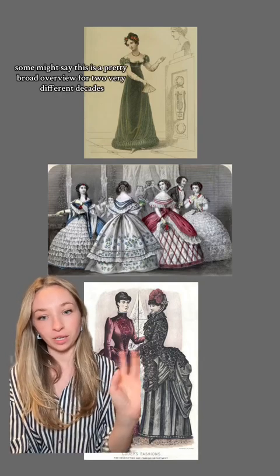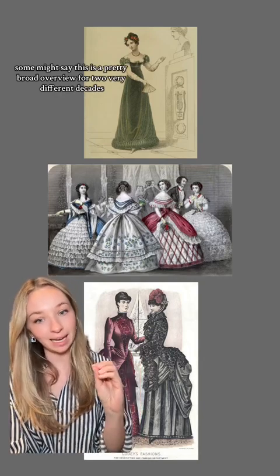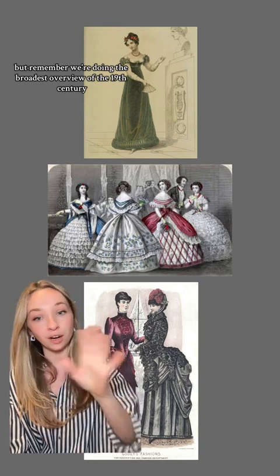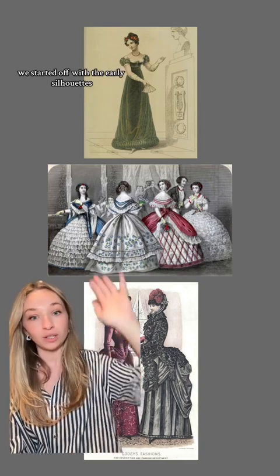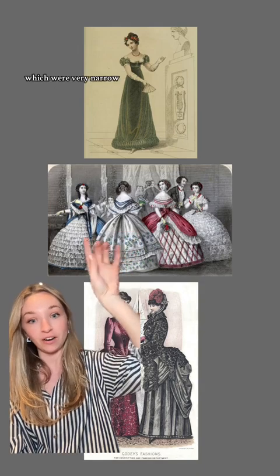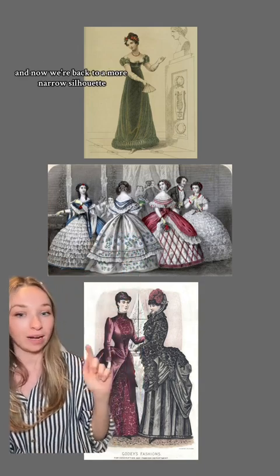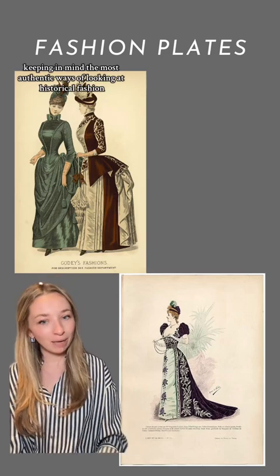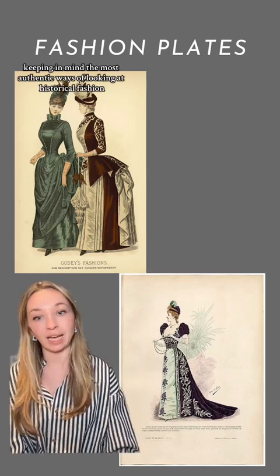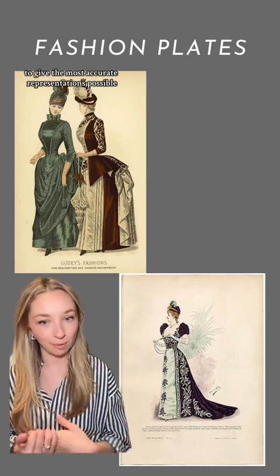Some might say this is a pretty broad overview for two very different decades, but remember we're doing the broadest overview of the 19th century. We started off with the early silhouettes, which were very narrow. We looked at the wide silhouettes of the middle of the century, and now we're back to a more narrow silhouette.